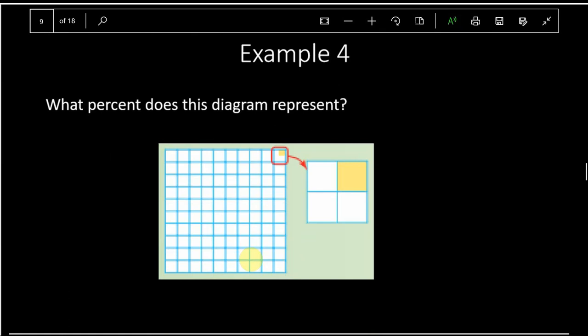Example number 4. What percent does this diagram represent? I'll give you 10 seconds to figure that out. If you need more time, hit pause.